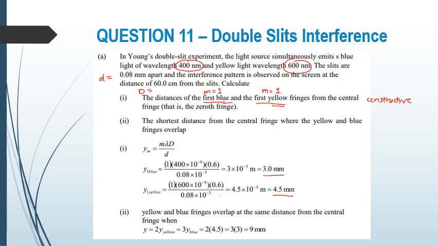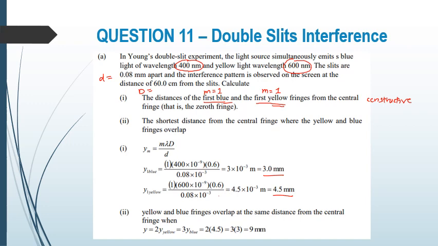Next, let us look at question 2. How to solve question 2? It is asking for the shortest distance from the central fringe where yellow and blue fringes overlap with each other. When you have two colors shining through the double slit, there are multiple fringes, and they might overlap with each other. This question is asking for the shortest distance from the central fringe, meaning it's asking for the one that's closest to the central fringe.